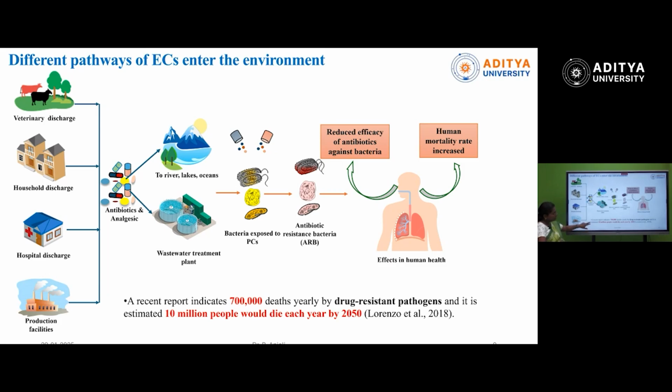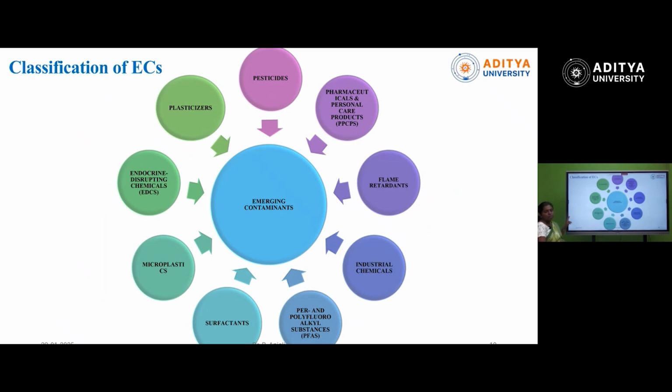So this is the one paper giving, you can think about 7 lakh deaths due to only the antibiotic resistant bacteria. So next one, as I said, it is a broad area, emerging contaminants. What are the classifications in that? First, we'll start with the pharmaceutical and personal care products.